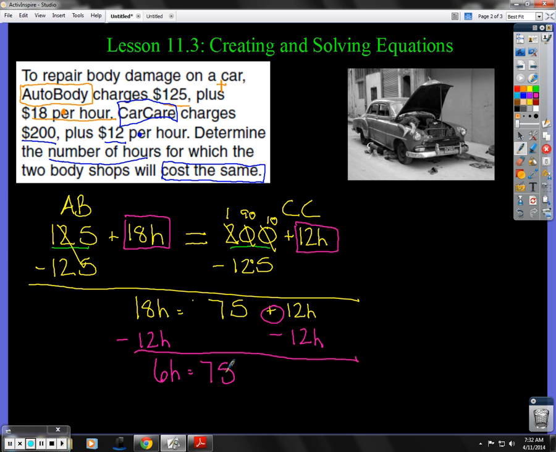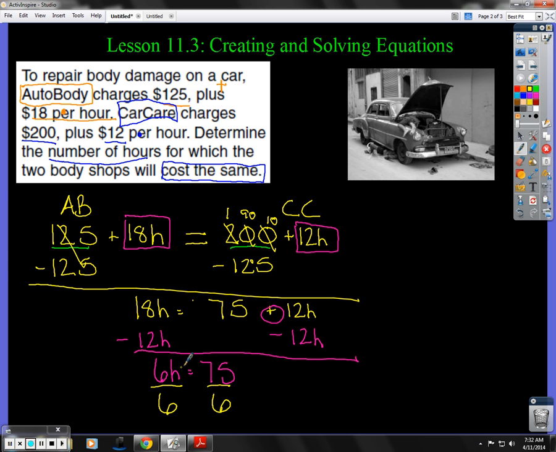Now, the first thing I notice is that I know 6 will not go into 75 evenly. Tells me that it's going to be a decimal answer. And now what I do next is I'm going to divide both sides by 6. I want to evaluate for 1 hour. I want to know what 1 hour is going to be.